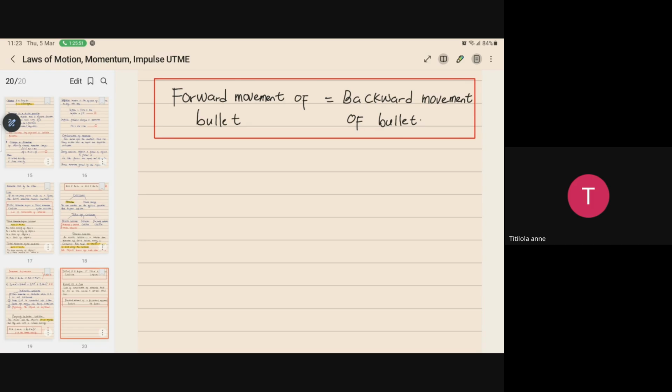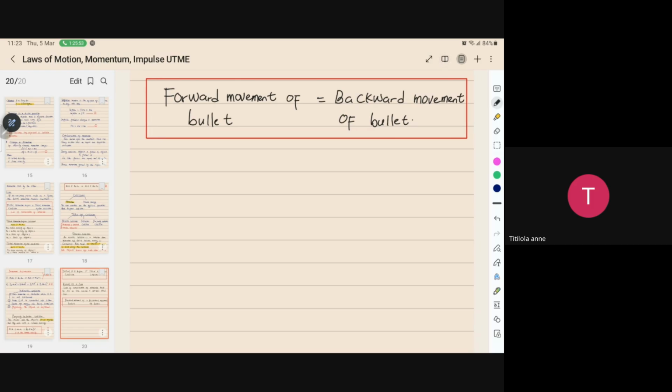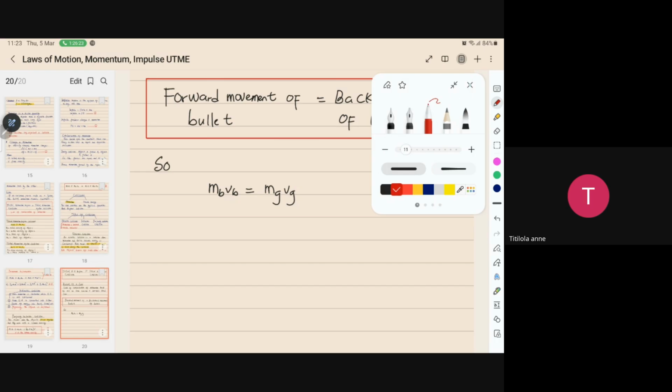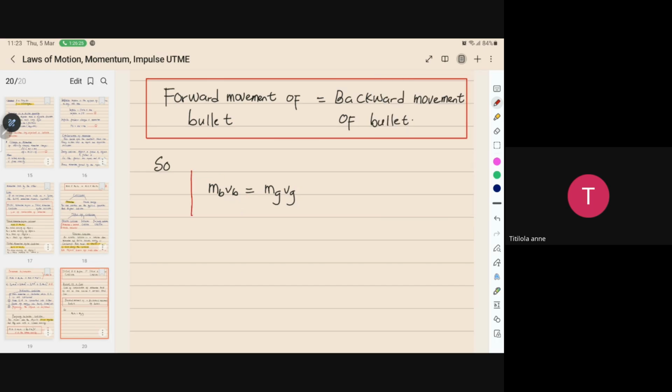All right, so for your bullets, we are back to class again. I'm rooting for you. So now the formula for that is going to be MB VB, and then we'll have MG VG right here. So forward movement of the bullet is equal to backward movement of the gun. This is the very formula that we use for the recoil of a gun.